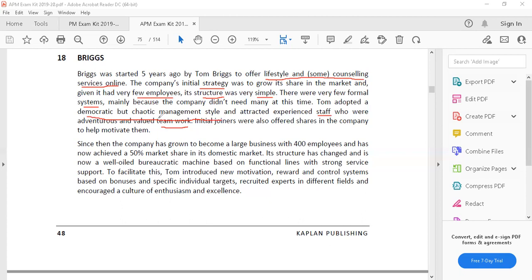There are other aspects. Earlier, it was a freestyle, democratic. Of course, it was chaotic, but that's a different thing. It was freestyle, and the staff were experienced and valued teamwork. Now we see that maybe they were not so adventurous, and they were not valuing the teamwork anymore. That's why there is a need for new motivation. For them to perform better, there are rewards in place and control systems based on bonuses and specific individual targets. Then they have recruited experts in different fields and encouraged a culture of enthusiasm and excellence.